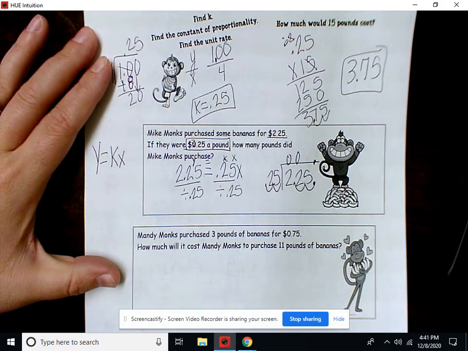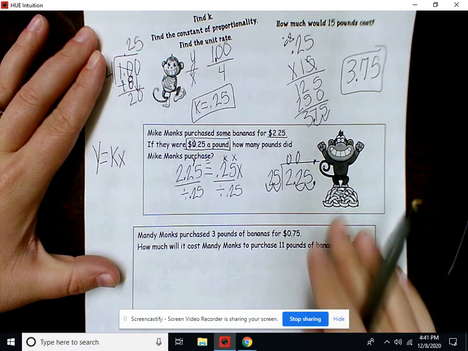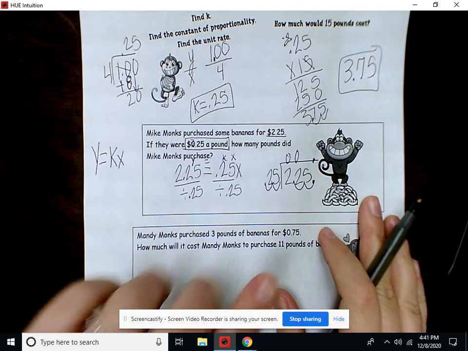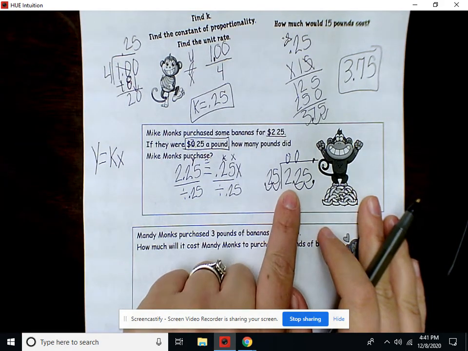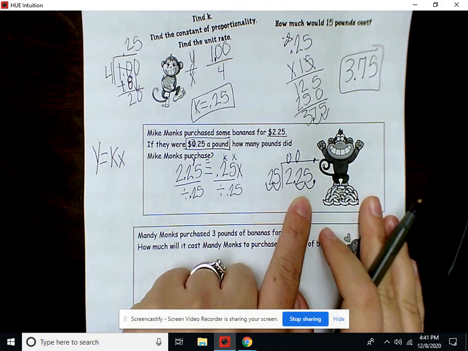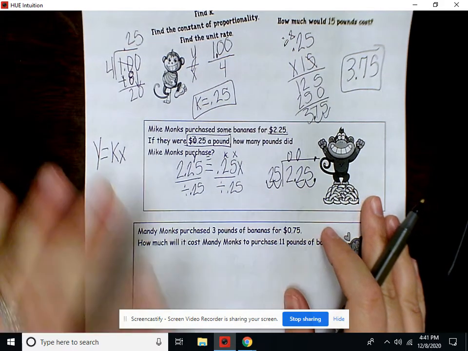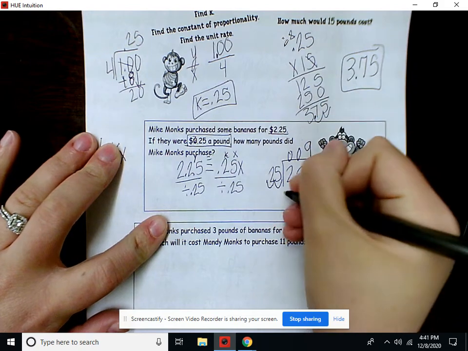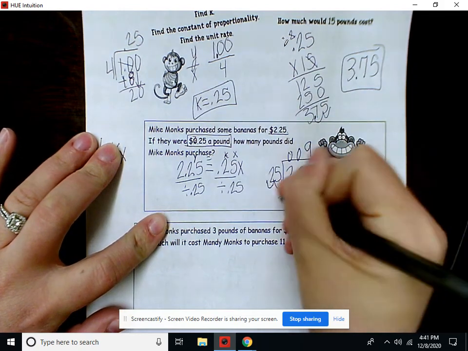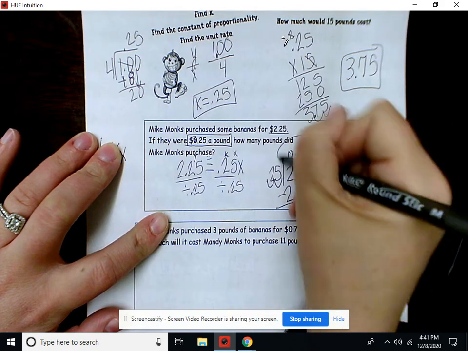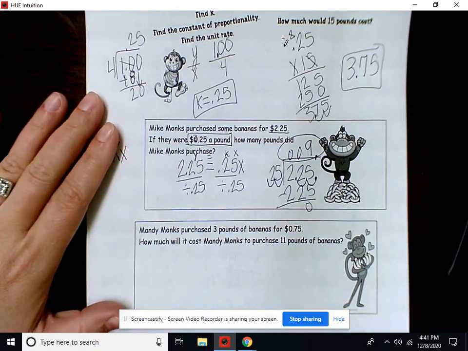Okay, this is quarters, so let's think about this. So 4 quarters make $1. So if I have $2, that's going to be 8 quarters. And then if I have an extra quarter, that's going to make it 9. And so how many pounds did Mike Monks purchase? 9 pounds of bananas.